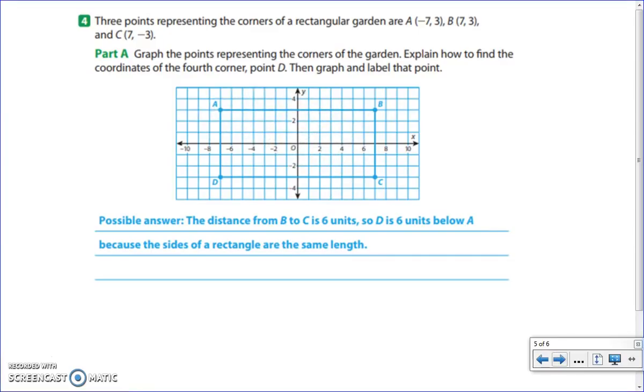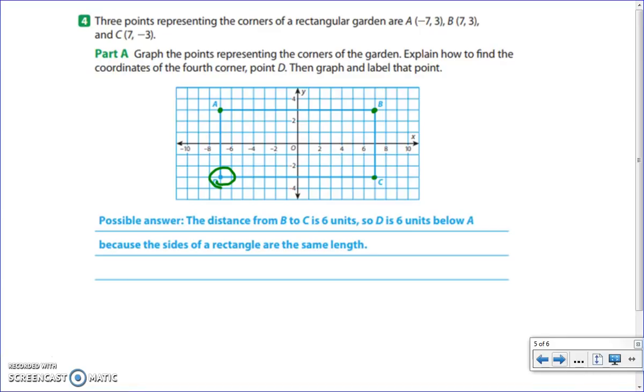And so initially what we would have is we'd have to plot point A, B, and C. What we'd have to figure out is where point D is at. And so we could do that several different ways. This is graph the points representing the corners of the garden and explain how to find the coordinates of the fourth corner D. Then graph and label that point.